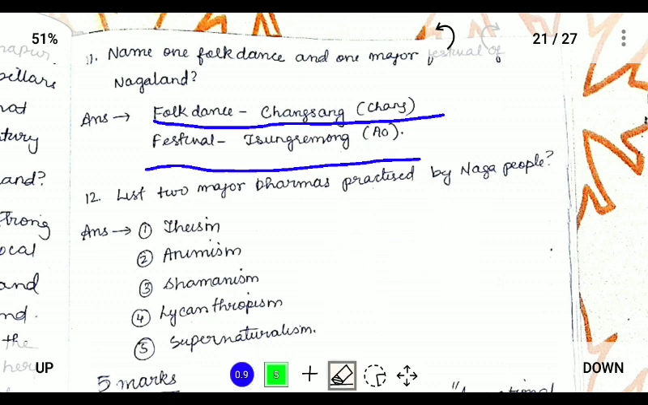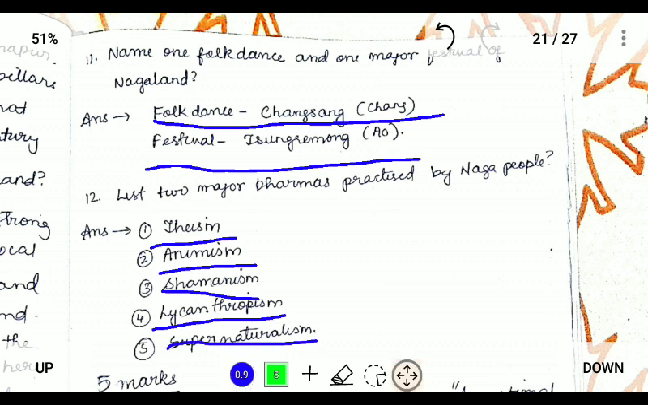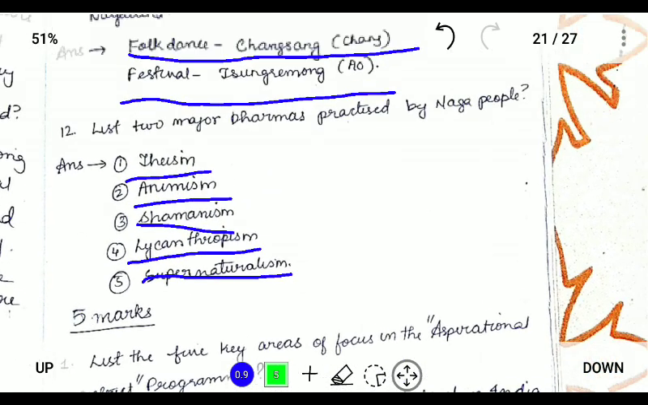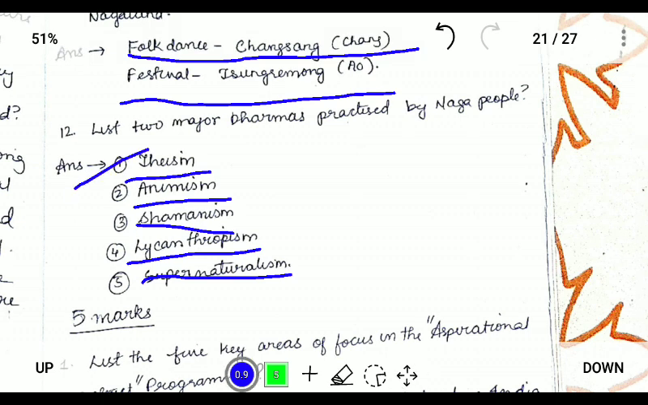Next, name the two major dharmas practiced by the Naga people. So we can name as many dharmas as possible. That is theism, belief in only one god; animism, that is worshipping animals; shamanism, using rituals; lycanthropism, which believes that man can be transformed into animals and vice versa; and supernaturalism, that is worshipping nature. So out of these you can write two, that is theism, lycanthropism, supernaturalism, animism, or shamanism.